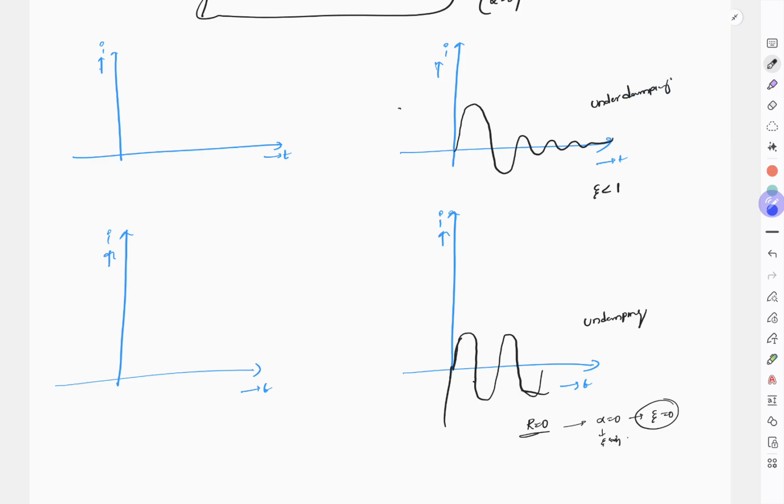Suppose zeta is greater than 1, what can it be? Then initially it goes into the transient state, then it reaches steady state like this one. It will take some time, more time. Then this is called overdamped. Okay, if zeta is equal to exactly 1, then it is critically damped. It will go very quickly, it will go here like this. It is critically damped.